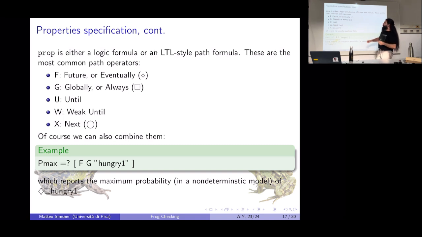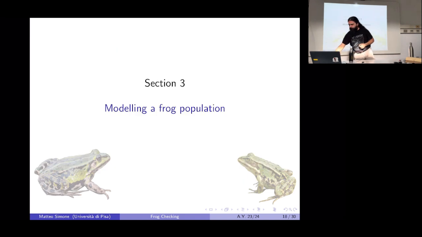We can combine them and ask what's the maximum probability of eventually having always the label hungry one to be true. So we can combine operators and make some nice formulas, LTL style. Okay, so that's all we need for Prism.